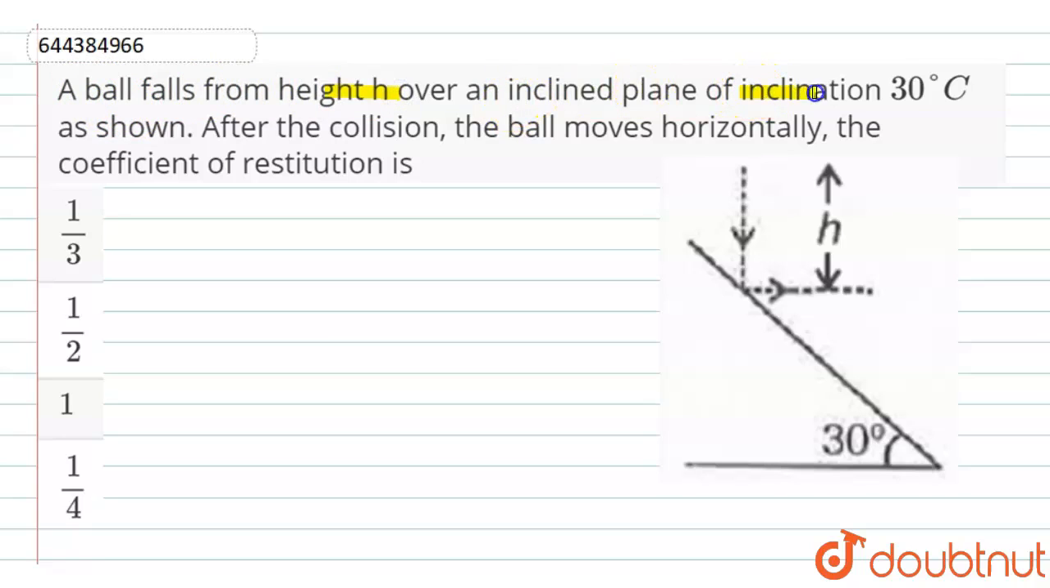Hello dear students, here the question is: a ball falls from a height h over an inclined plane of inclination 30 degree as shown. After the collision, the ball moves horizontally. The coefficient of restitution is.